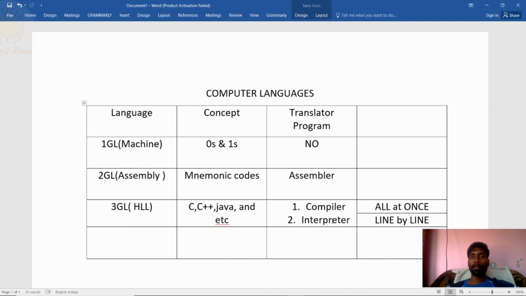If our program also has 4-5 errors, a compiler will show all of them together, but the interpreter first converts the first line. If there is no error in the first line, it will go to the second line. If there is any error in the second line, until we correct it, the interpreter will not read the third line. This is the basic and main concept of computer language.